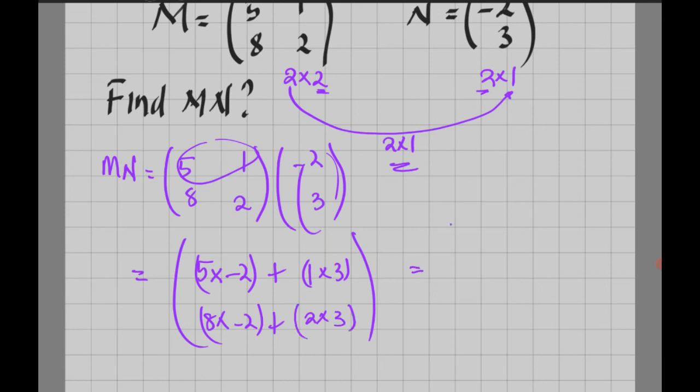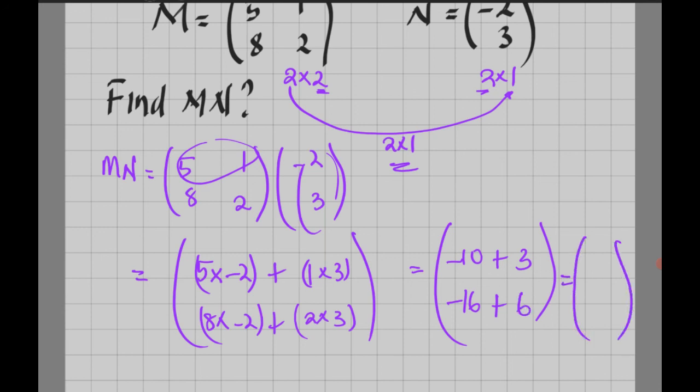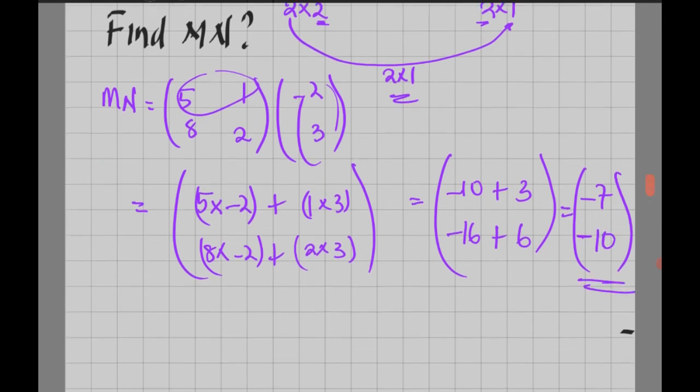So our answer becomes 5 times minus 2 is minus 10, plus 1 times 3 is 3, and 8 times minus 2 is minus 16, plus 2 times 3 is equals to 6. So minus 10 plus 3 is equals to minus 7. Minus 16 plus 6 is equals to minus 10. So this then becomes our answer.